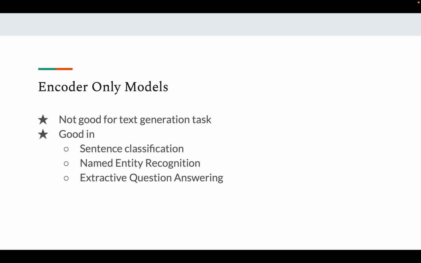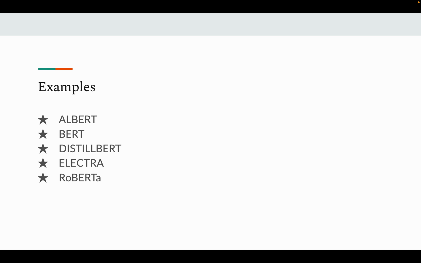So, just as an example, we can use encoder models for sentence classification, and they can be used for NER, named entity recognition, and also for extractive question answering. Those are the major use cases for encoder-only models. Some examples are ALBERT, BERT, DistilBERT, ELECTRA, and RoBERTa.